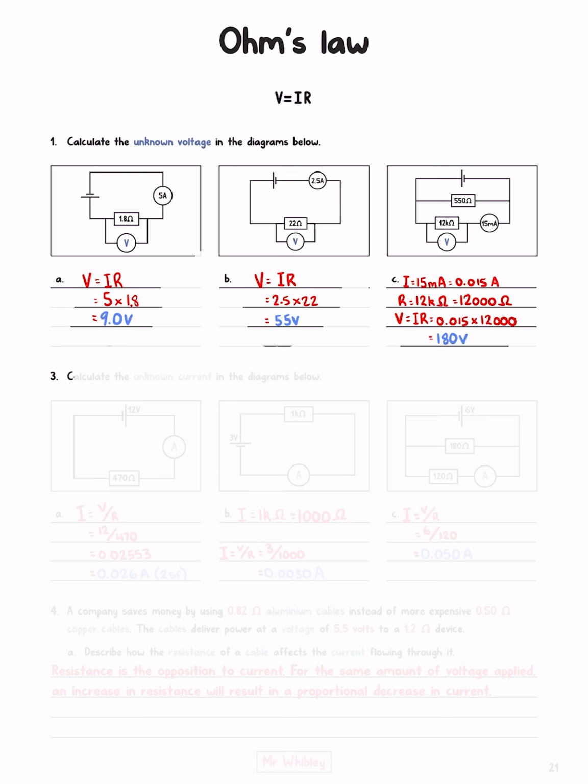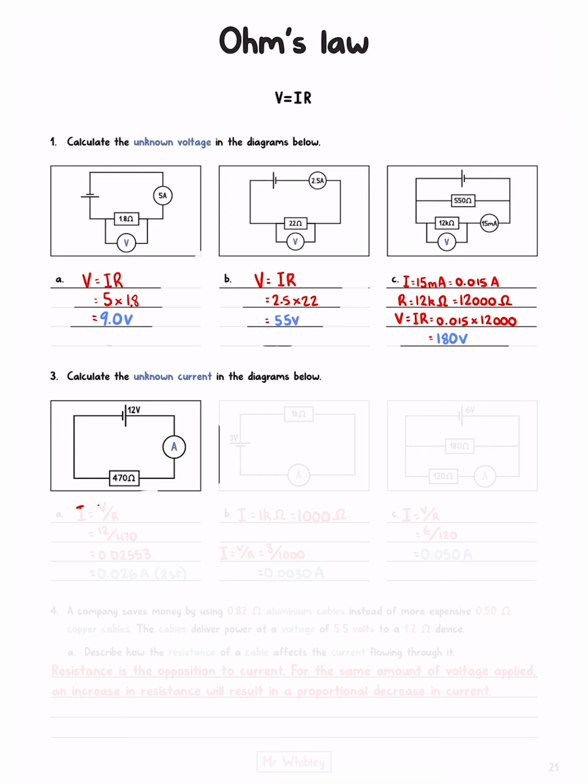Question 2. Calculate the unknown current in the diagrams below. In this circuit, we have a 12 volt source in series with our unknown current and a 470 ohm resistor. Now, just as we know that V is equal to IR, we can rearrange that for current by dividing both sides by the resistance, which gives us that I is equal to V over R. Using that equation, putting in our voltage and our resistance, gives me 0.02553 or 0.026 amps to two significant figures.